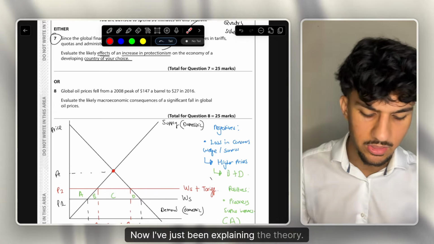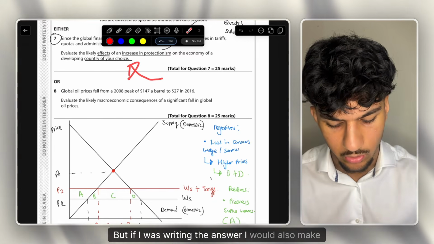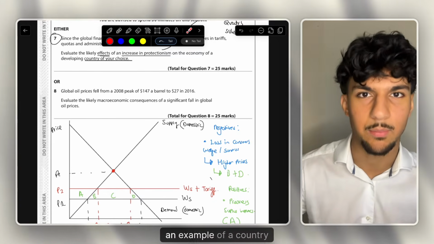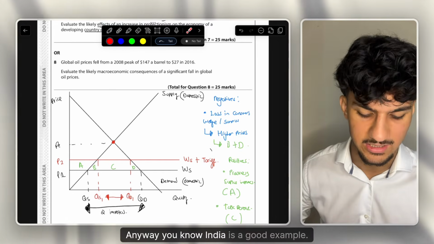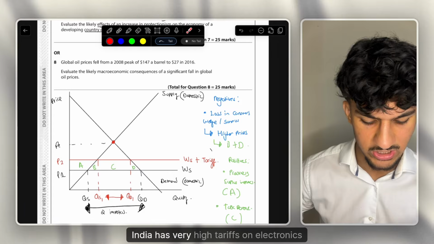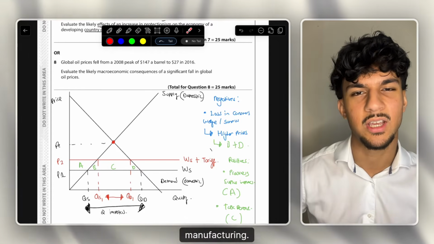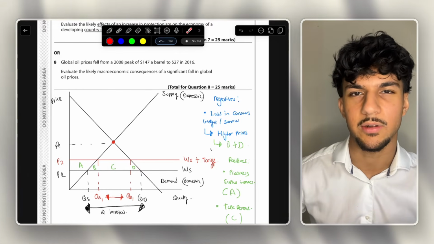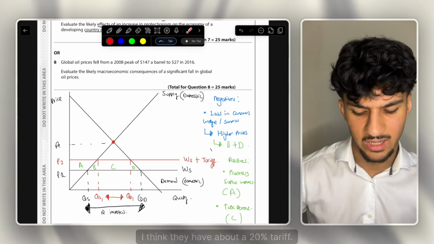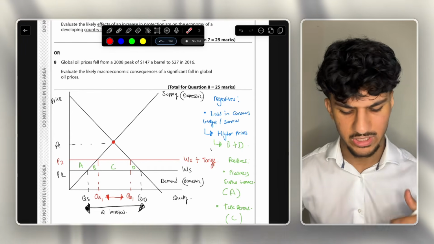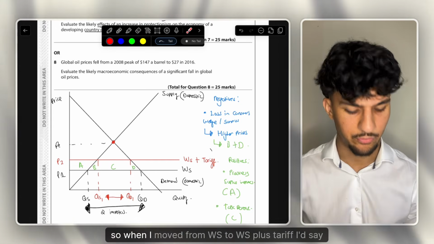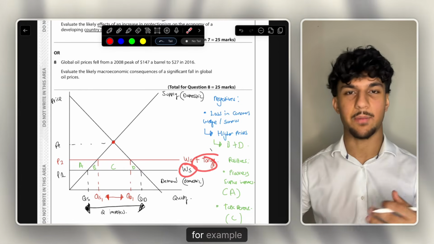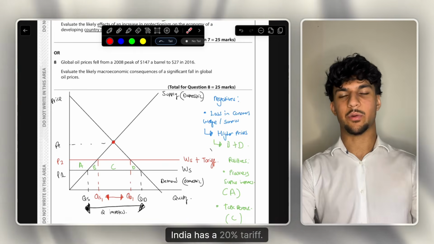Now, I've just been explaining the theory, but if I was writing the answer, I would also make sure to include an example of a country. Here, I would probably pick India, which is a good example. India has very high tariffs on electronics manufacturing, so importing phones, importing TVs. I think they have about a 20% tariff. So whenever I was talking about moving from WS to WS plus tariff, I'd say, for example, India has a 20% tariff.